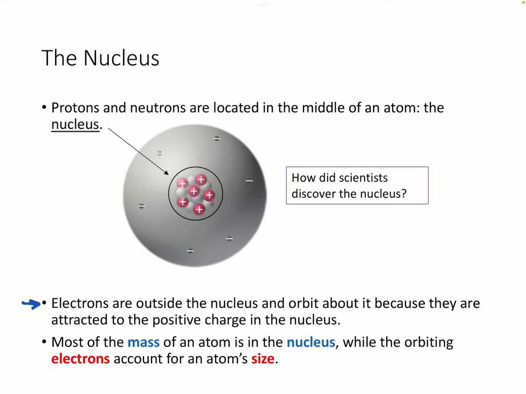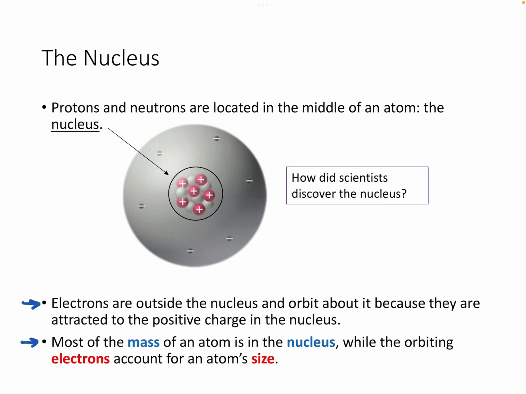Electrons are outside of the nucleus, and they orbit around it because they are attracted to the positive charge from the protons in the middle, in the nucleus. So most of the mass of an atom is in that nucleus, because remember we said that protons are more massive than electrons, and neutrons have about the same mass as protons.